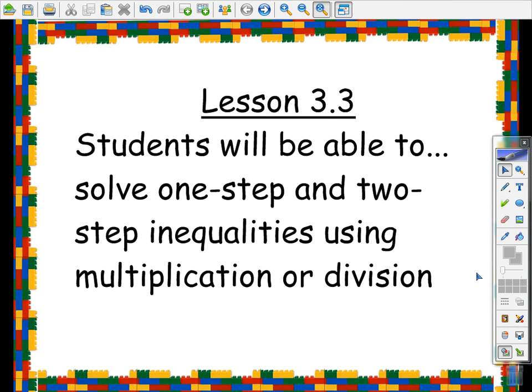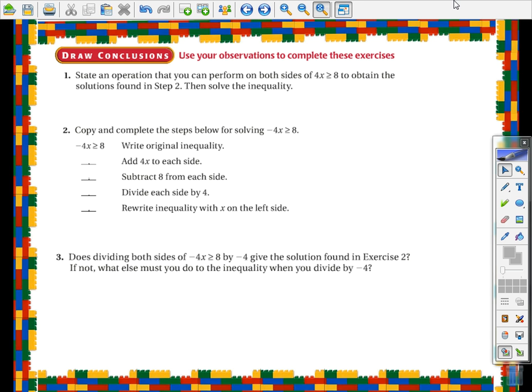Hello, this video lesson will be on lesson 3.3, which is solving one-step inequalities using multiplication and/or division. Just like we've done in the last few days in class, solving inequalities is very similar to solving equations. There will, however, be one big important difference. So let's look at this first problem, 4x greater than or equal to 8.